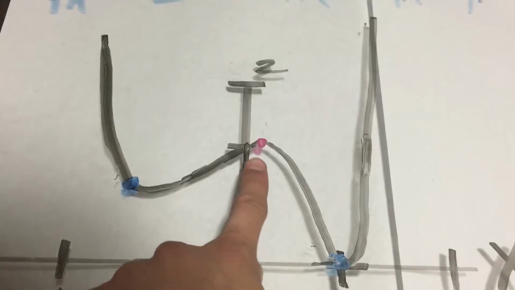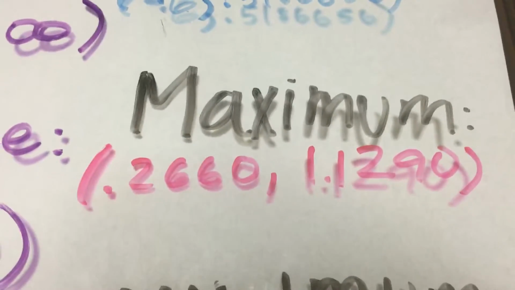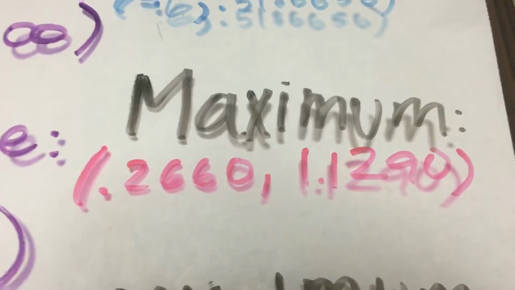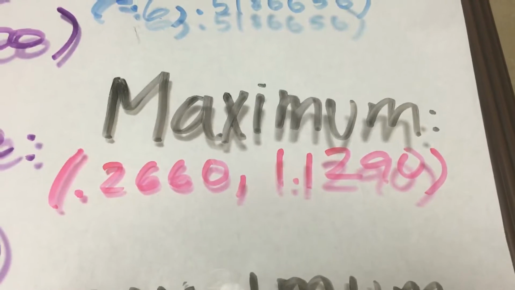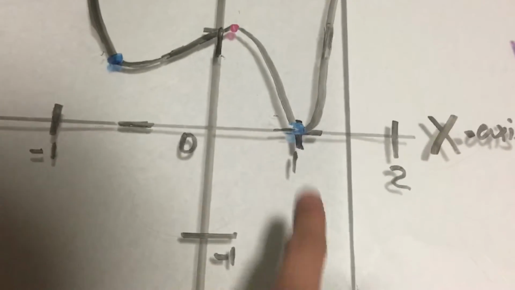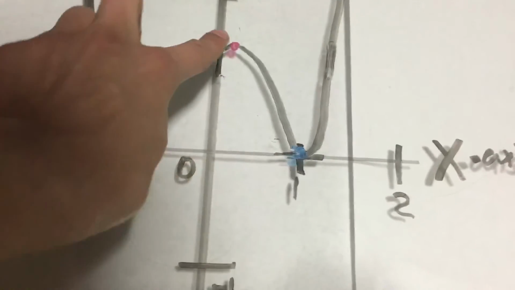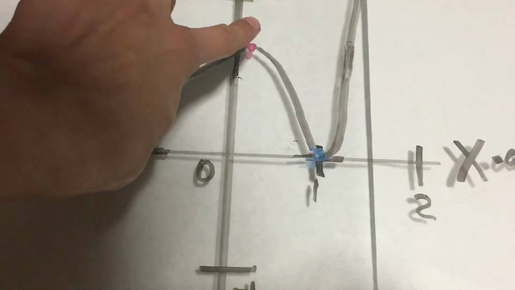My maximum in the middle was 0.2660, comma, 1.1290. 0.2660 and 1.1290.